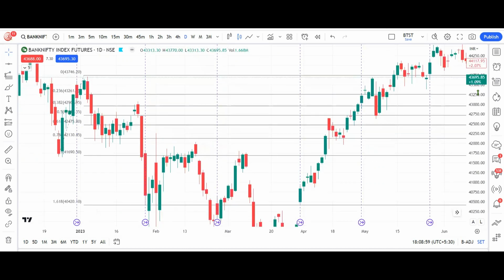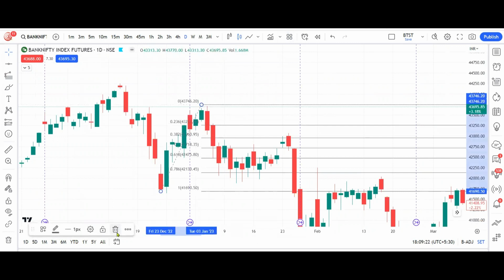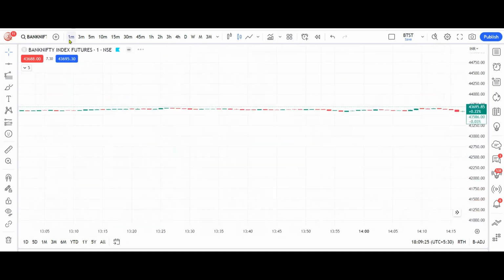Now you will see the 23%, which is the first level. So let me broaden this up. This is your 23%. If this is broken, you start shorting. What it did, it broke 38, broke 50, broke 618, 786 is where they took support. Again started. So this is how you use it in day time frame. Now let's go for intraday levels. We'll start with 1 minute.